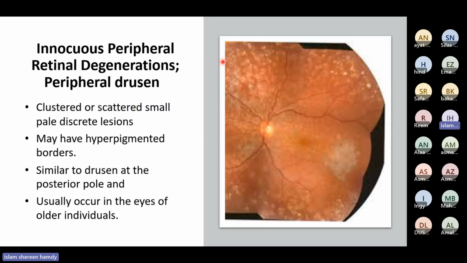Another one is the peripheral drusen. It's very similar to the central drusen, but they are present peripherally. This is considered one of the retinal degenerations, but it does not predispose to retinal detachment. As you may know, the drusen is nothing but accumulation of the lipofuscin pigment underneath the retina.